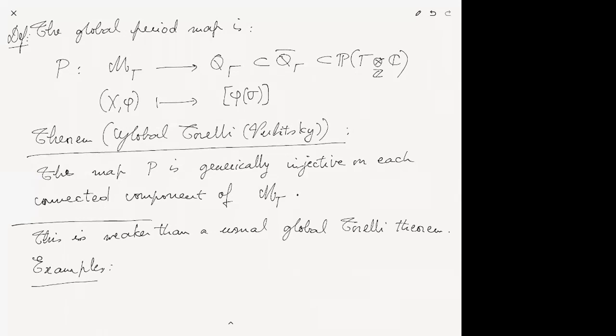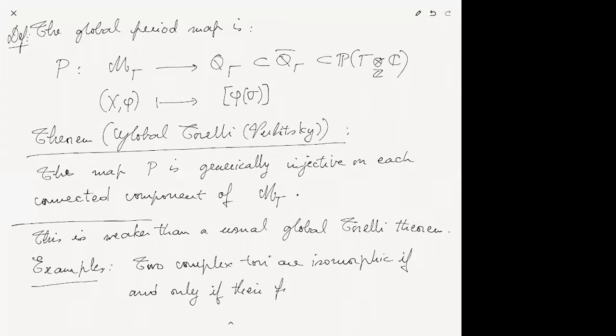The strongest global Torelli theorem that we have is for complex tori. Two complex tori are isomorphic if and only if their first cohomologies are isomorphic. This is basically the strongest global Torelli theorem that you can have. You're saying that your complex torus is fully determined by its first cohomology, and you're not even talking about a quadratic form here. You don't even need a quadratic form. So this is the strongest you can have.